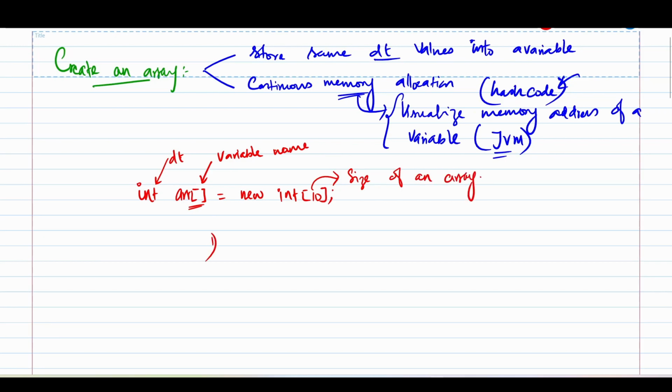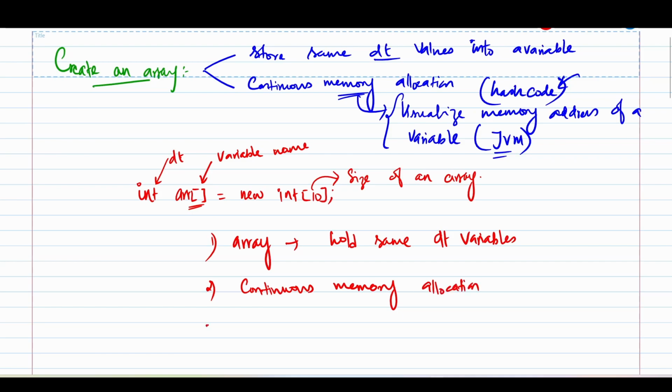So array will be used to hold same data type variables. It will give you a continuous memory allocation. Then array will have a fixed size. Fixed size means whenever you are creating an array, you have to specify the size. Without specifying the size, you cannot create an array. So this is the one limitation of array. You have to keep this in mind, arrays will have a fixed size.